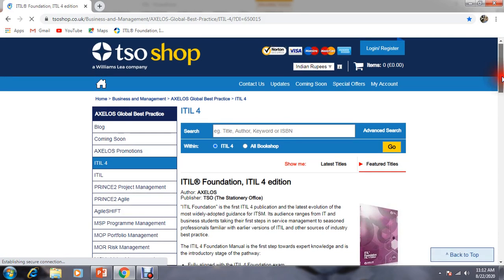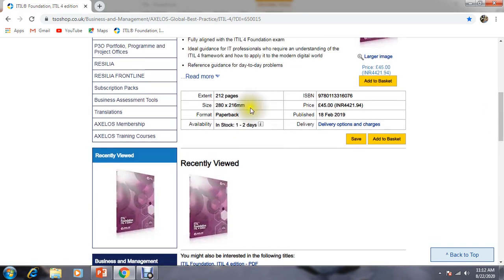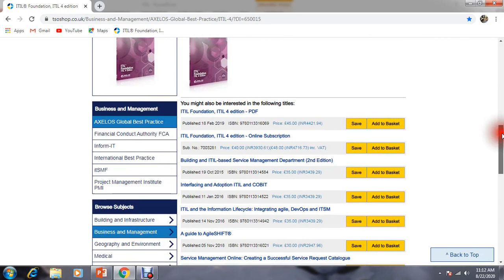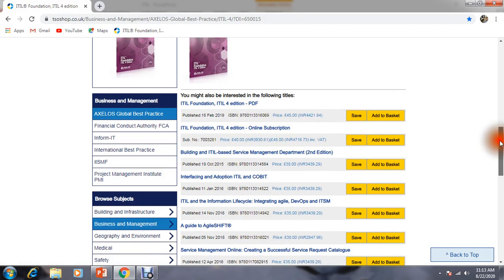On this website, as you can see here, ITIL Foundation, ITIL Edition 4, author AXELOS, publisher TSO, and they have given a couple of things here, like the extent and how much you need to pay for it. So you can do certification, you can learn, you can purchase from them, and you can do lots of study. As you can see here, the PDF costs 4,421 rupees and $45, and it has lots of content, lots of syllabus in it.